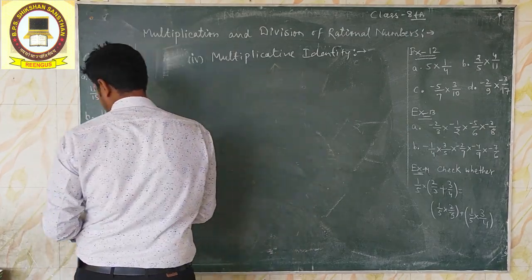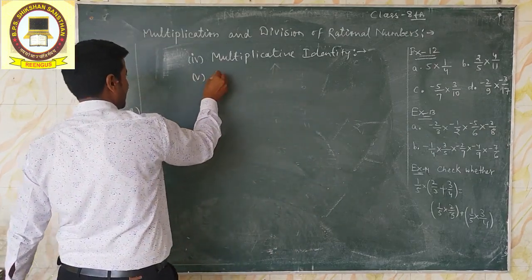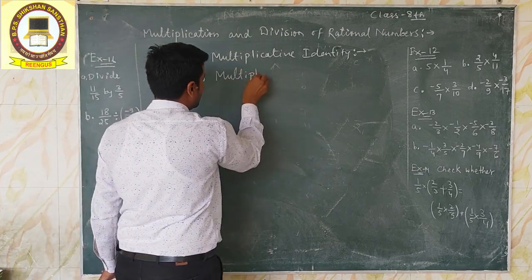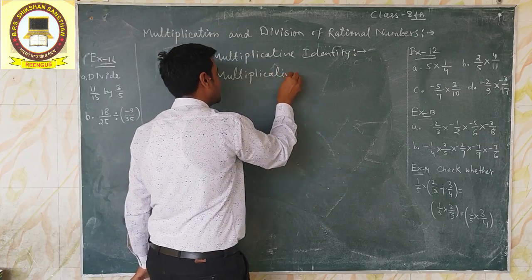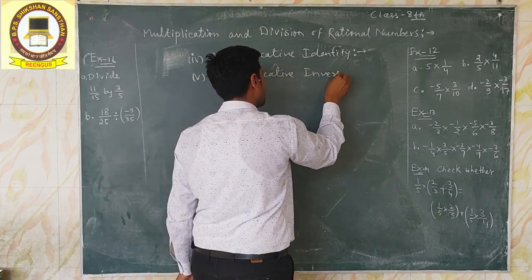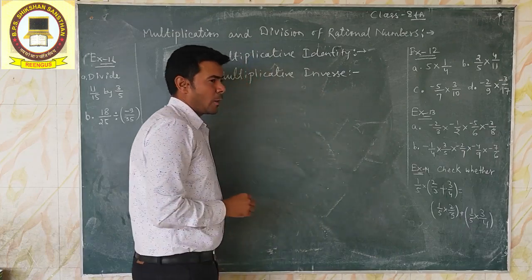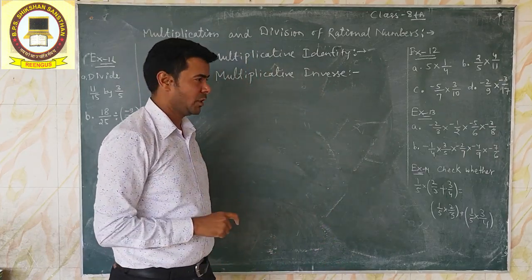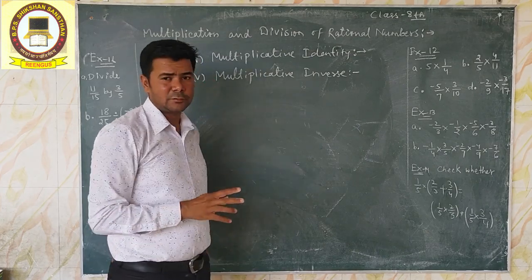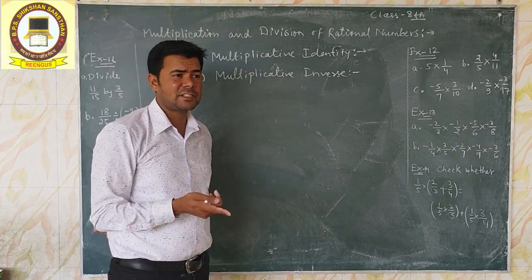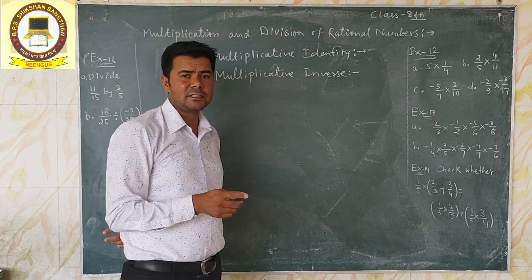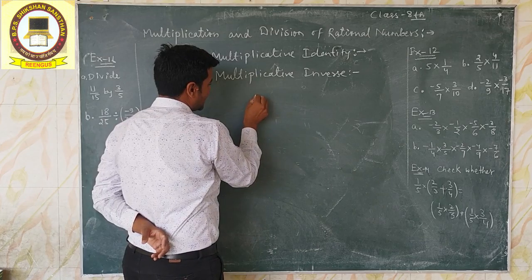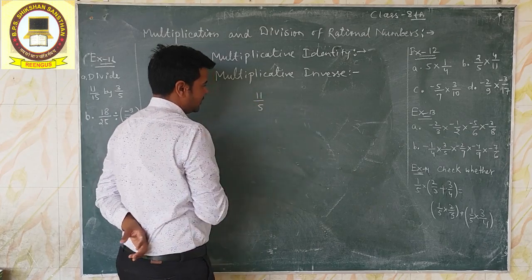Then fifth property, sorry, second last property, multiplicative inverse. हम एक रैशनल नंबर को किससे मल्टीप्लाई करें कि हमें आंसर मिल जाए 1. What rational number can be multiplied to a rational number so that we get the answer 1. So suppose करो कि हमारे पास एक रैशनल नंबर है 11 by 5.